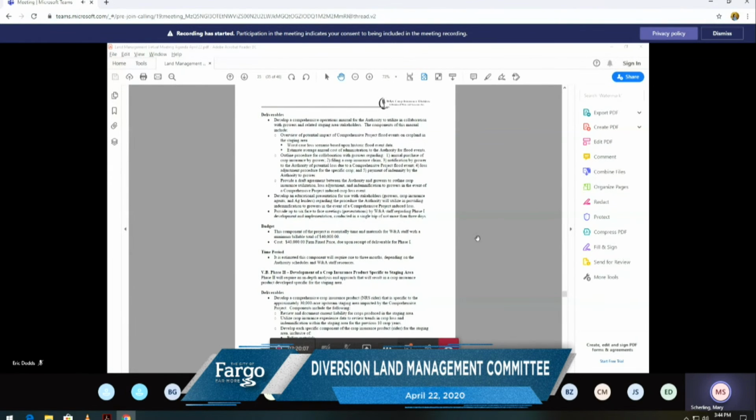I think this is a good step forward, and I would highly recommend that the Land Committee recommend to the Finance Committee to accept this proposal and get Watts and Associates going on this.